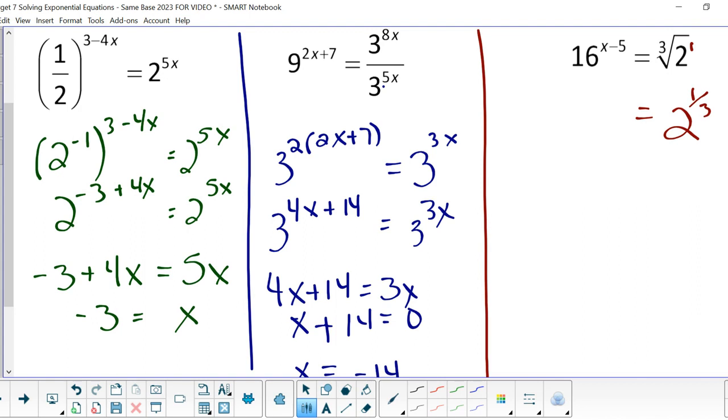And then the 16, I also need to rewrite that as a base of 2, and 16 happens to be 2 to the 4th. And then I'm going to multiply that 4 by x minus 5.